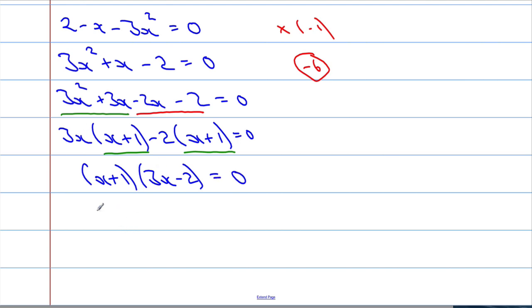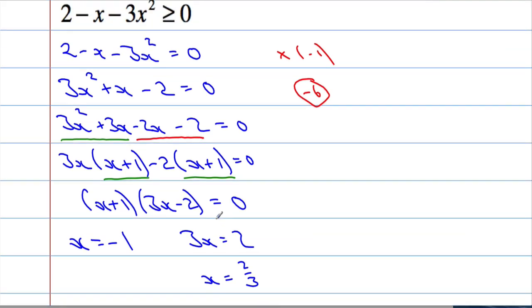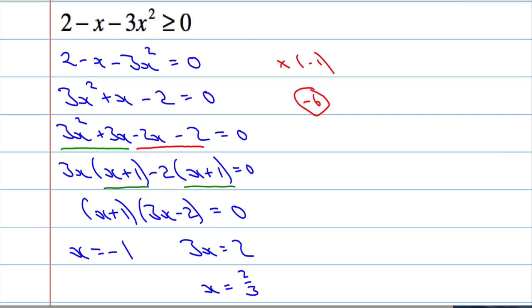Now you might have another method, so choose whichever one you like to use. Which means x equals -1. Over here we'd have 3x equals 2, which means x equals 2/3. So we've been factorised there. Right, next thing I'm going to do is sketch the quadratic.